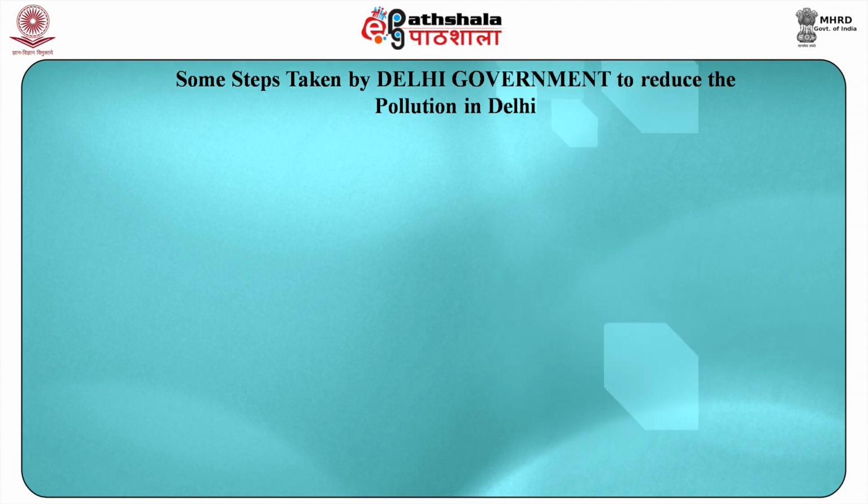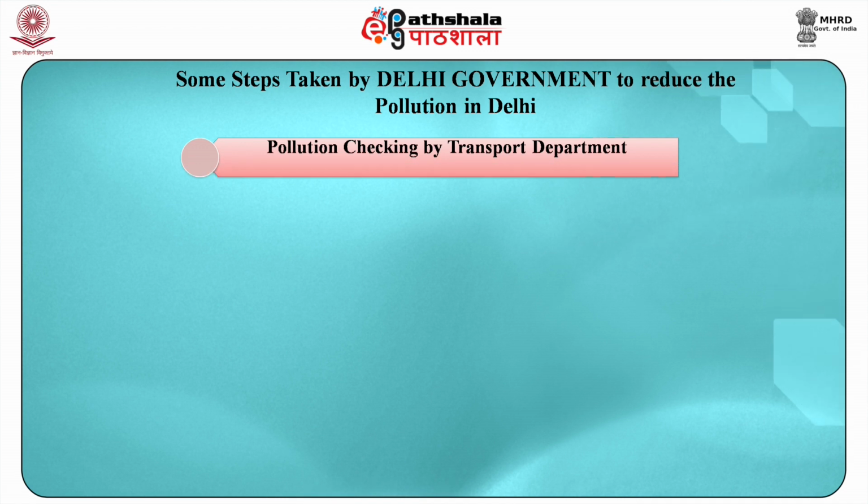And if we talk about, let us take one state government, like Delhi government, some of the steps which have been taken in recent years by various Delhi governments to reduce the pollution in Delhi are, for example, pollution checking by the transport department. There are mobile enforcement teams which are being deployed on a regular basis at road locations for prosecution of polluting vehicles and vehicles which do not have the pollution under control certificates.